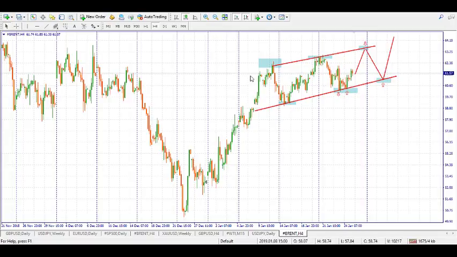So look for a buy, but only when price retraces back to this place here. So we move to the next chart, which is gold.